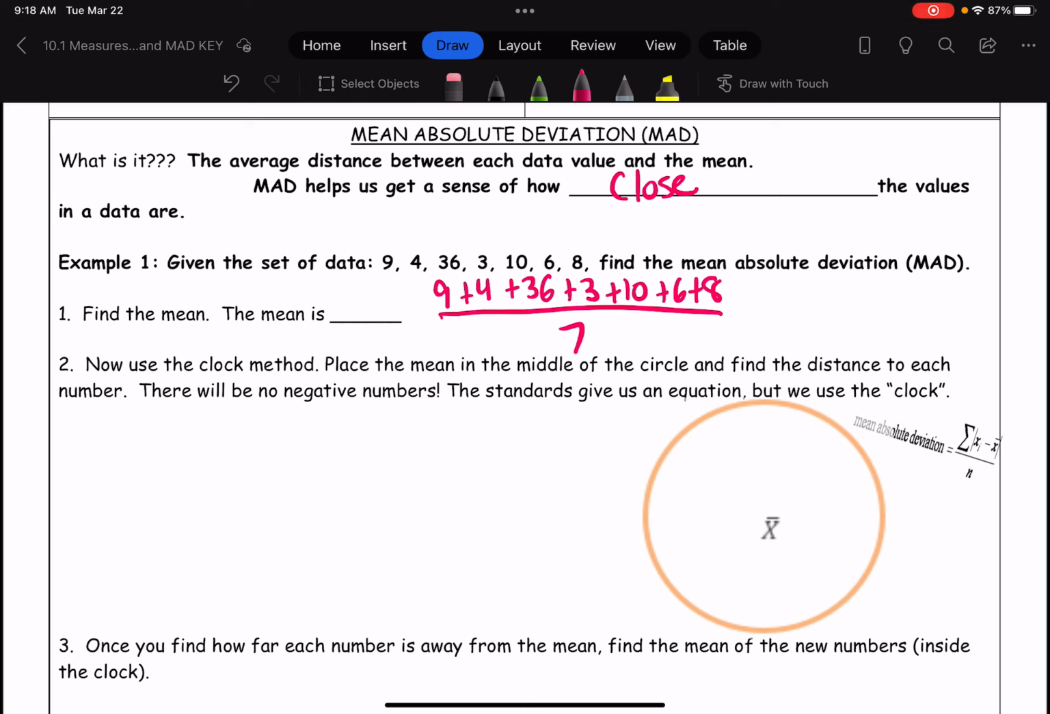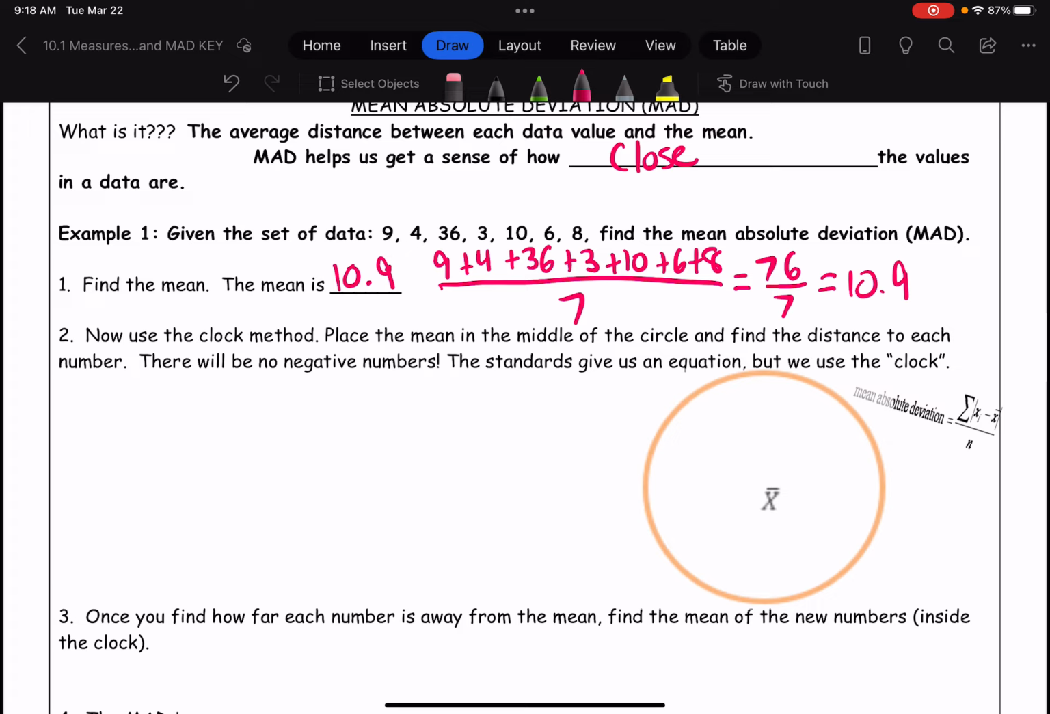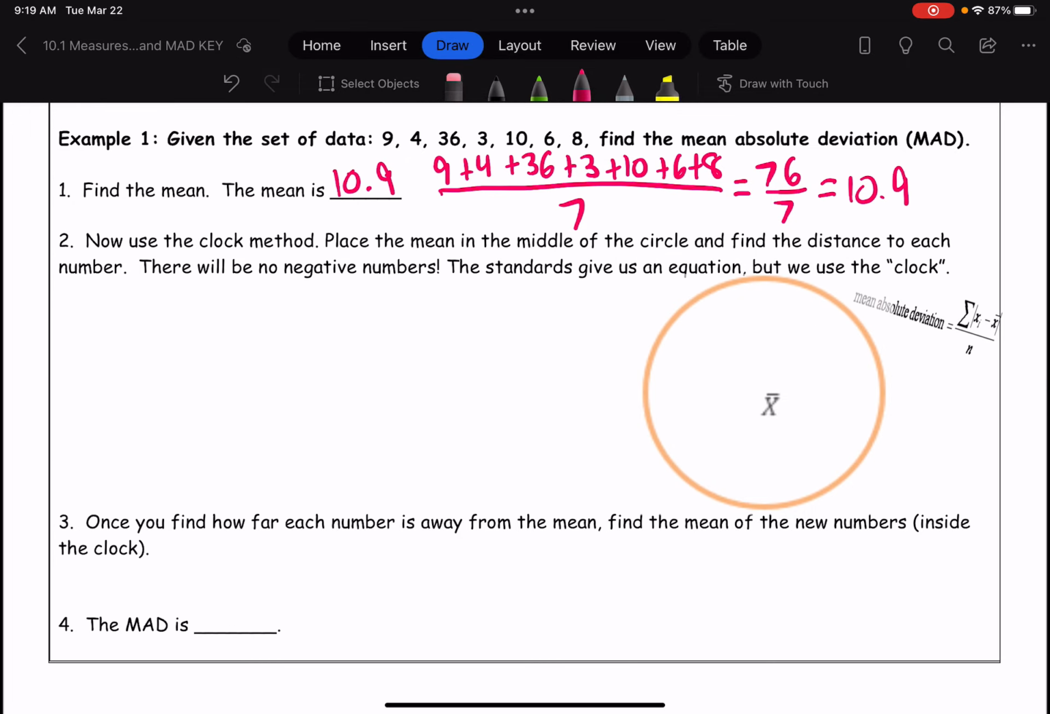So in my calculator, I've got 9 plus 4 plus 36 plus 3 plus 10 plus 6 plus 8, and dividing the whole sum by 7. That gives us 76 divided by 7, which is approximately 10.9. So our mean is 10.9. Now we're going to use the clock method. We're going to place the mean in the middle of the circle.